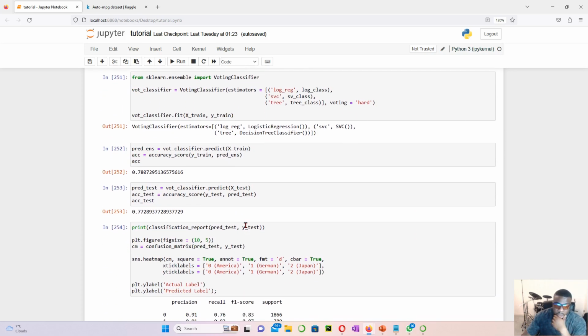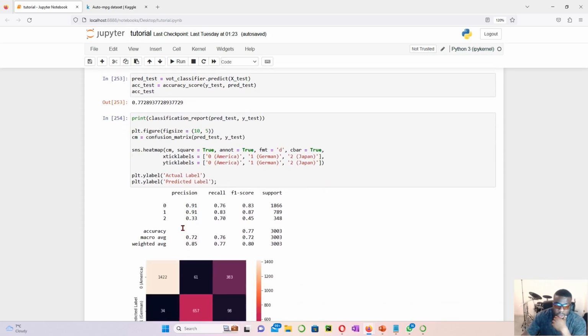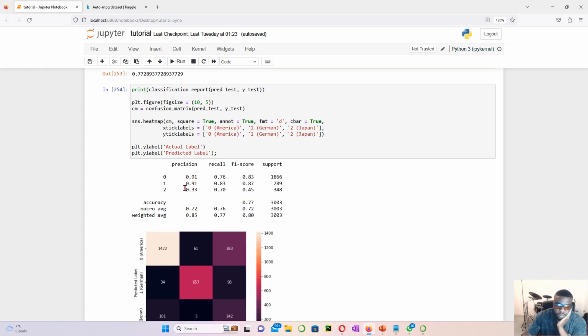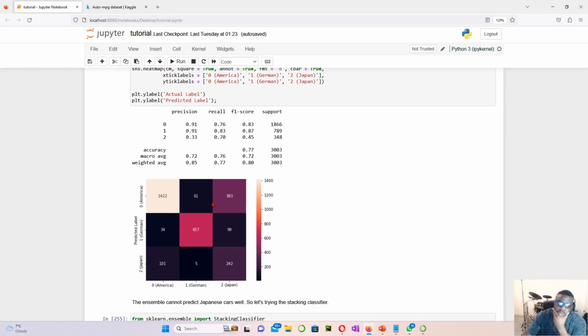Right? So after all said and done, this particular ensemble can predict an American car and a German car with 91% precision, but it is very poor at predicting a Japanese car. So we need to do something about that. We need to improve our model, right? So the ensemble cannot predict Japanese cars well.